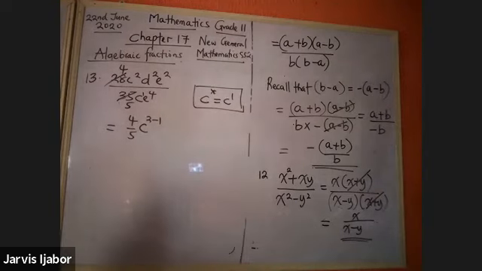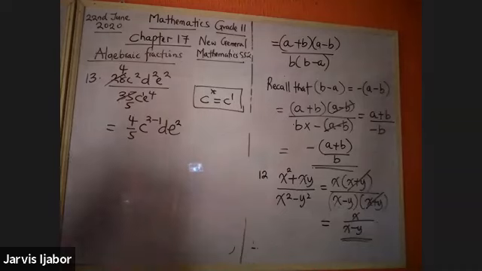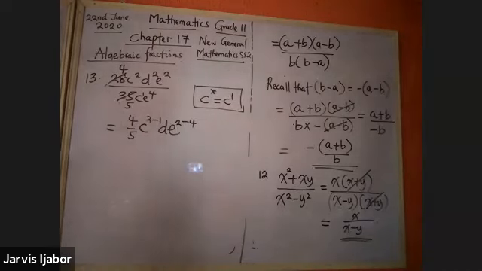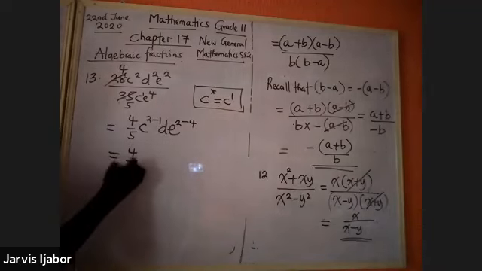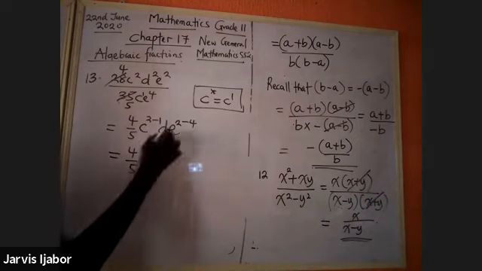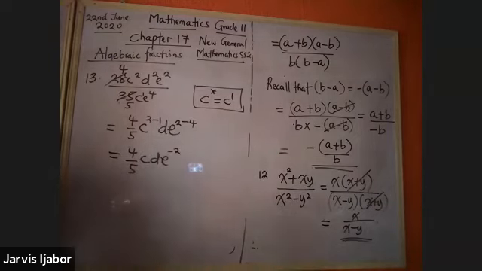C is written as what? C raised to the power of what? 1. Now, there's no other term in D. Then we'll pick E. E to the power of 2 in the numerator side minus E to the power of 4 in the denominator side. And this is equal to 4 over 5, c to the power of 2 minus 1, times d, then e raised to the power of minus 2. So invariably, what does this give you?